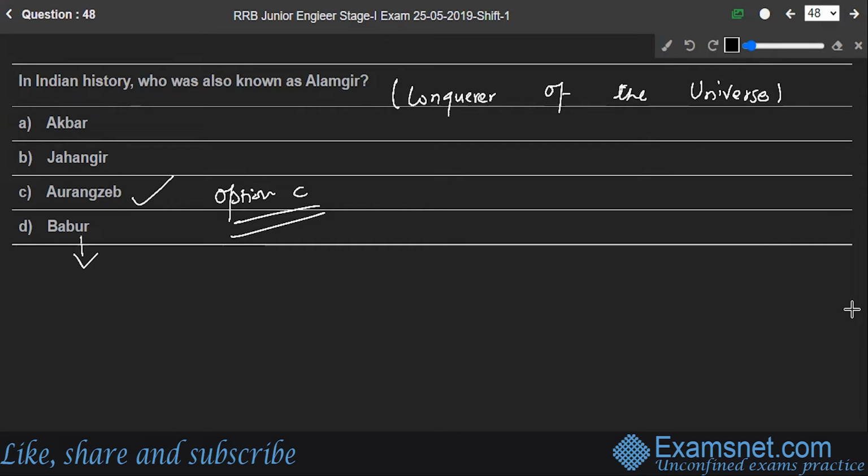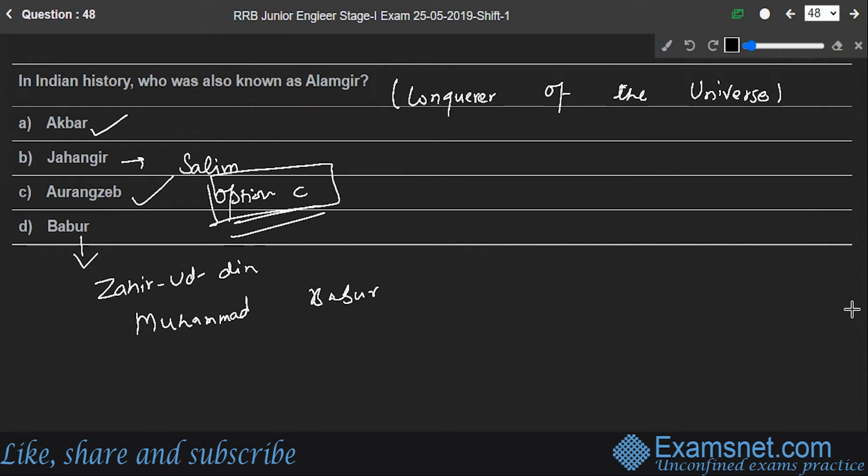If I talk about Babur, he was given the title of Zahiruddin Muhammad. Actually, his full name was Zahiruddin Muhammad Babur, and Akbar was Jalaluddin Muhammad Akbar. He won the second battle of Panipat in 1556. And then I have Jahangir. He was actually Prince Salim, married Noor Jahan, who was a real ruler at that time. He was the admirer of painting. Option C stands to be the right answer. Alamgir was Aurangzeb. Hope you understood that.